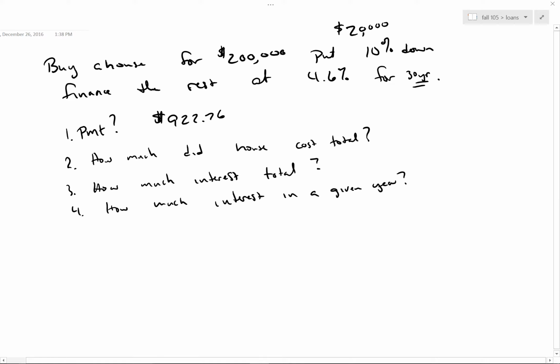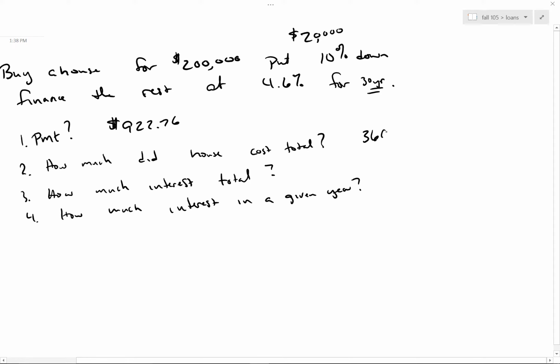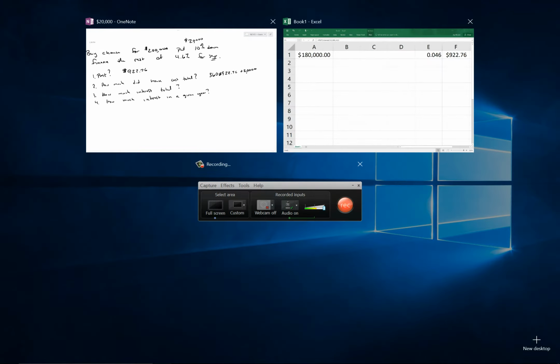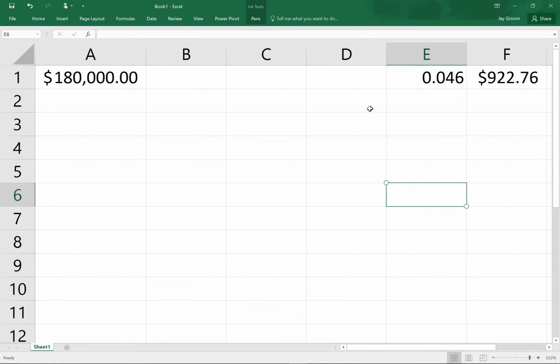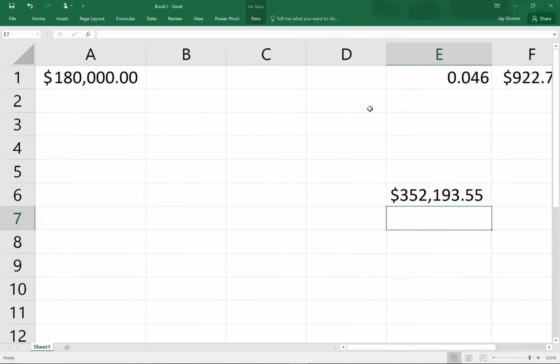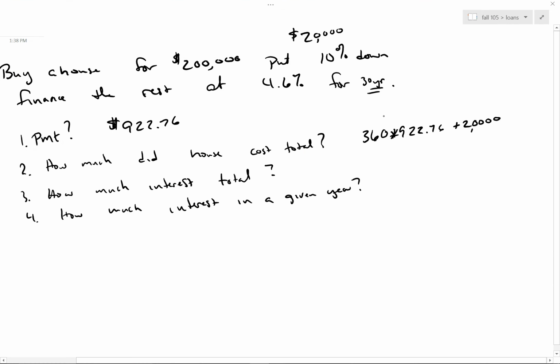Now, how much did the house cost me total? Well, I don't know, but I had to pay 360 of these payments, right? Plus, it cost me 20 grand out of pocket. That's the total cost. So I can do that without doing anything else. So the house cost me $352,193. Yeah, that's the total cost of the home.